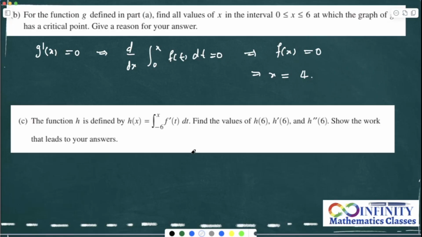The function h is given to you. Find the value of h(6), h prime of 6, and h double prime of 6. The first question is h(6). H(6) is going to be how much? It is the integral from -6 to 6 of f prime of t dt, which is nothing but f(6) minus f(-6). Am I right? Yeah.